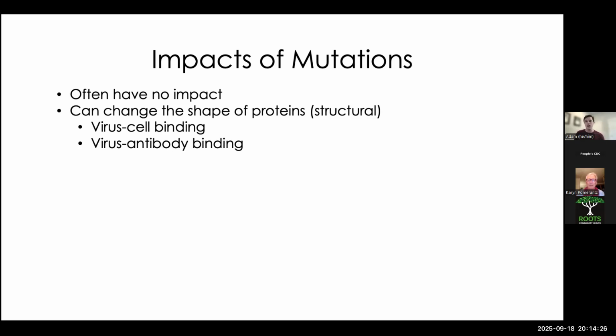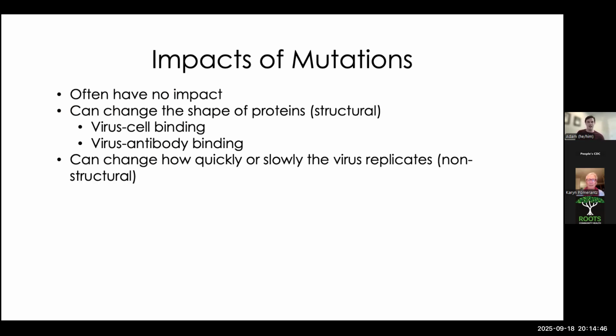They can have structural impacts, so changing the shapes of proteins on the outside of the virus, which can impact how a virus binds to a cell. It can make it quicker, it can make it slower. It can impact how a virus binds to an antibody, which can make the antibody more or less effective. And non-structural mutations can impact how quickly or slowly the virus replicates if there are changes to the enzymes that the virus genome is making. And so for the remainder of this talk, I'm going to talk about variants just in the scope of Delta and Omicron, just for the sake of simplicity.